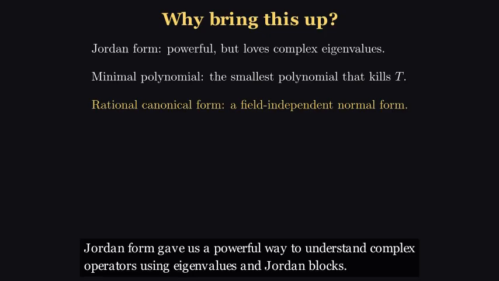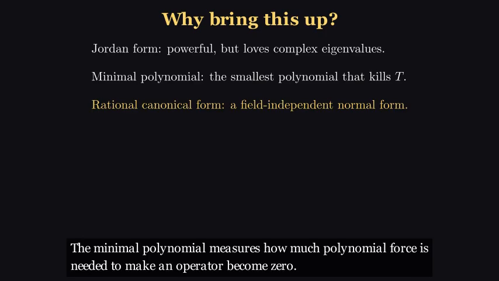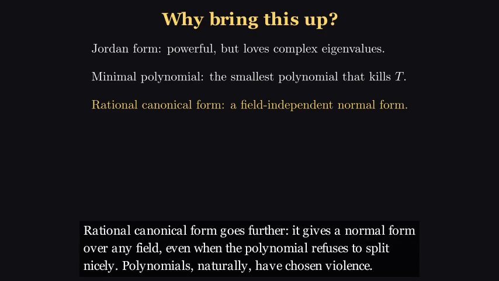Jordan form gave us a powerful way to understand complex operators using eigenvalues and Jordan blocks. The minimal polynomial measures how much polynomial force is needed to make an operator become zero. Rational canonical form goes further. It gives a normal form over any field, even when the polynomial refuses to split nicely. Polynomials, naturally, have chosen violence.